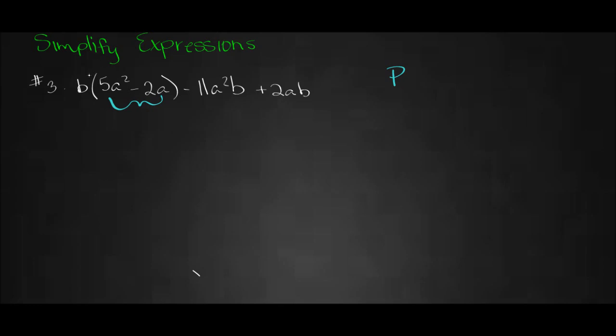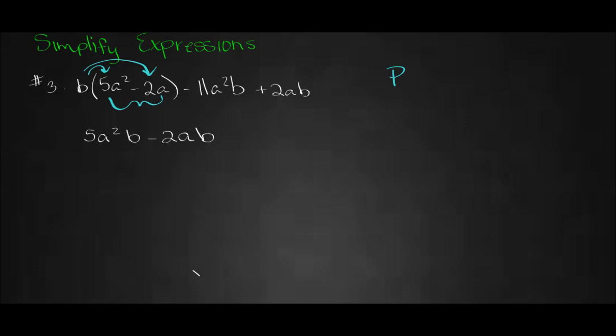And in order to do that, we're going to use the distribution property, which you should be familiar with. If not, you'll need to take a look at a previous video about the distribution property. When you take 1a squared times b, or 5a squared times b, you get 5a squared b minus, and that minus comes from the 2, then you have a 2 times a times b.